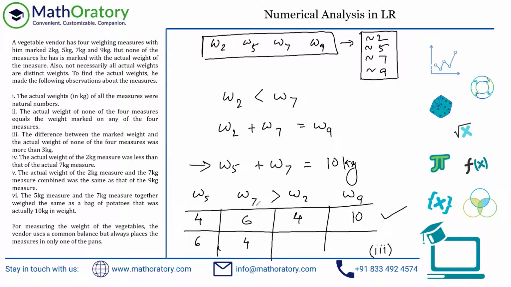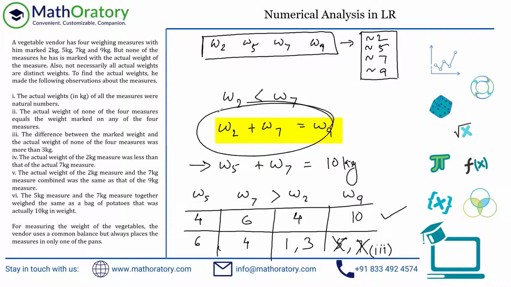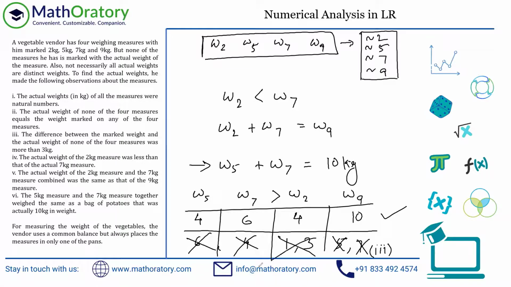Now, if I consider W7 as 4, now W2 has only a couple of possibilities. One is 1 and another is 3, right? So if I consider 1 here, so 1 plus 4 is 5, which is not possible. And if I consider 3, then 3 plus 4 is 7, right? I'm just checking on this idea. So 5 and 7 both are not possible. So effectively, this case is not possible at all. So we have figured out that this is the only arrangement of actual weights over these measures.